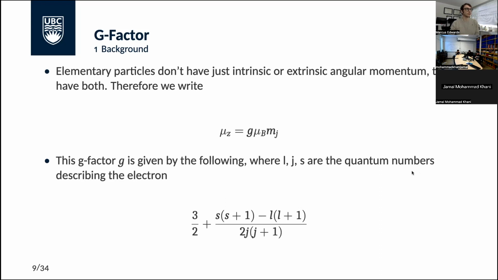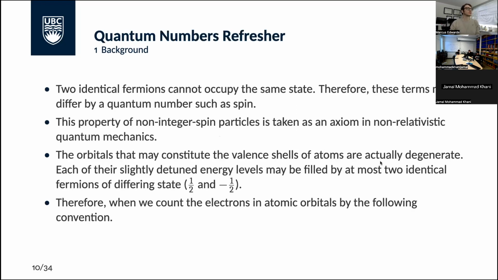But G, in this case, is a number. And this is because we've quantized along the axis Z. But in general, G is actually a tensor with X, Y, and Z components. Okay, so I've talked a lot about the G factor, and I'm almost done talking about it.